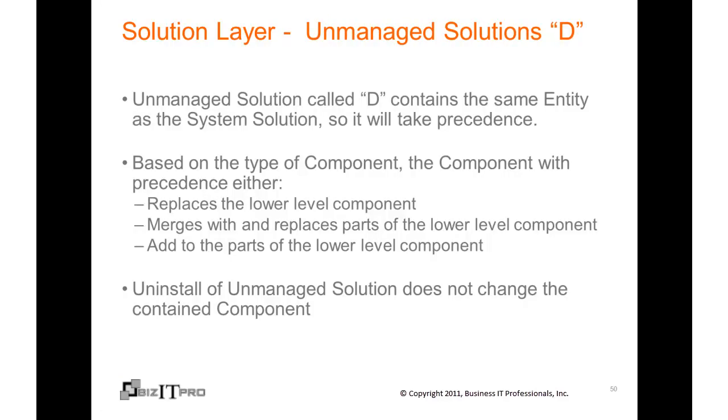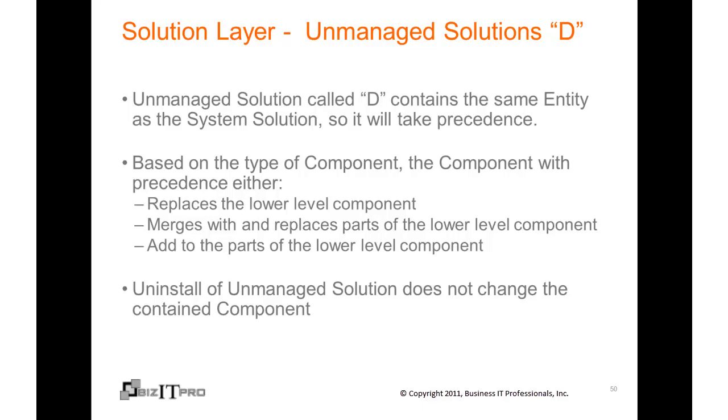So now let's take a look at how an unmanaged solution can filter the appearance of a lower level managed solution. In this particular case, Unmanaged Solution D will be installed, and it contains the same entity as one from the system solution. So the customizations to this entity will take precedence over the system solution. Based upon the type of component, the component precedent either replaces the lower level component, or merges with and replaces parts of the lower level component, or it may add to the parts of the lower level component.